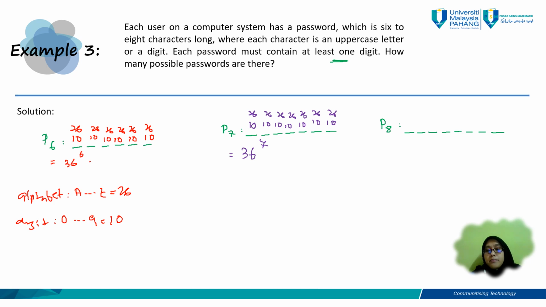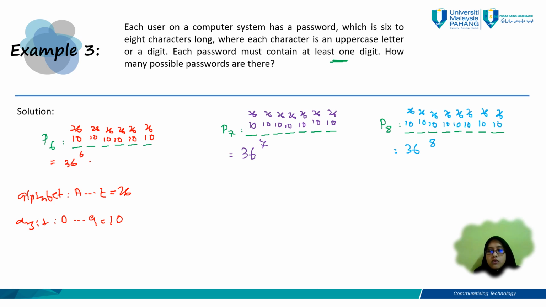So how about a password with 8 characters? Same as previous. For the first place, we have 26 alphabets and also 10 digits, and it can be repeated. That means the same thing for the rest of the characters: 26 and 10 for each place. So what is the total? We have 36 to the power of 8.